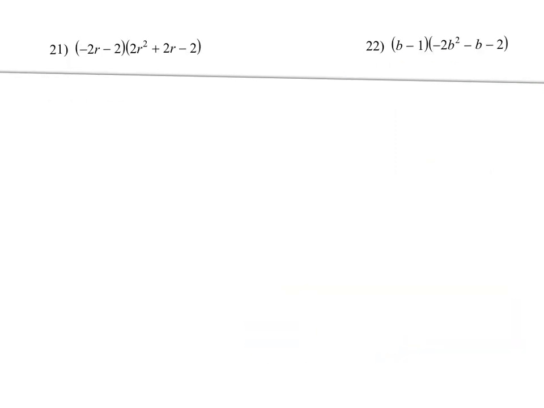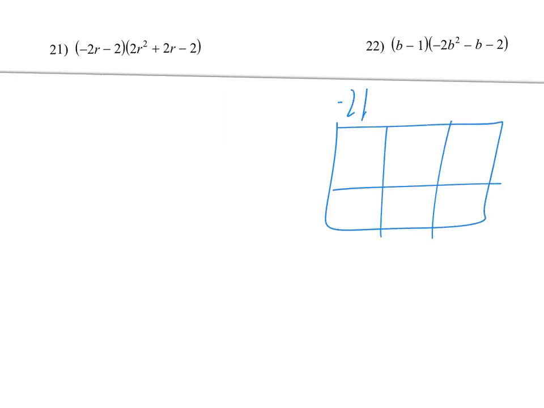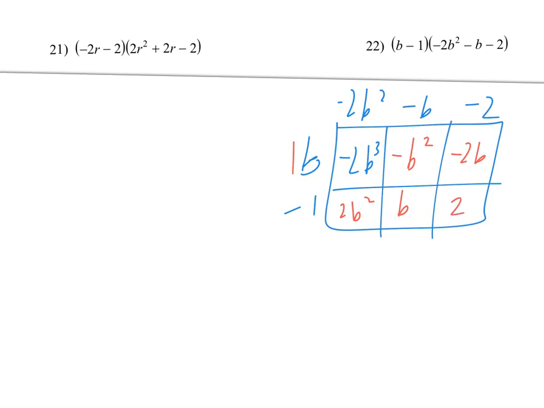All right, last up, number 22 here. We're going to do a 3 by 2 box. So I'll put the negative 2b squared minus b minus 2, and b minus 1. So this will be negative 2b to the third. You kind of think of this like this is a 1 right there, and you're multiplying the numbers in front and adding the exponents. So this will be negative 1b squared. This will be negative 2b. This will be positive 2b squared. This will be positive b, and then positive 2.